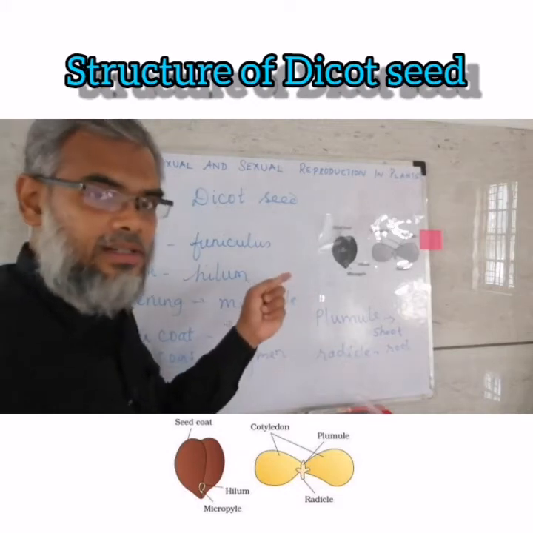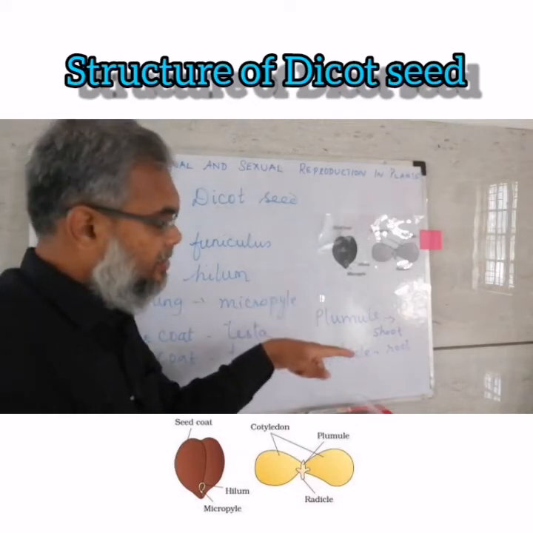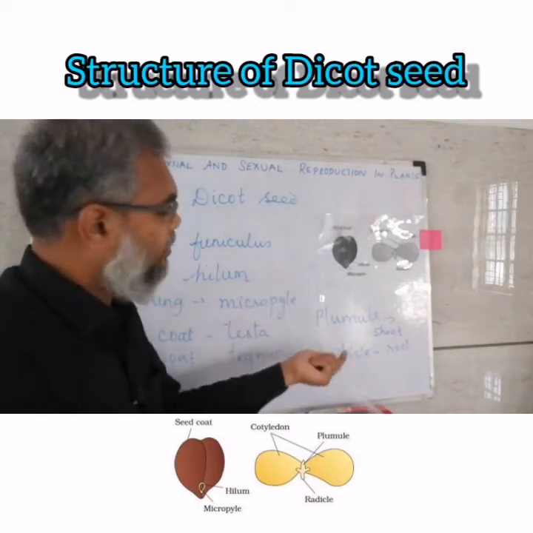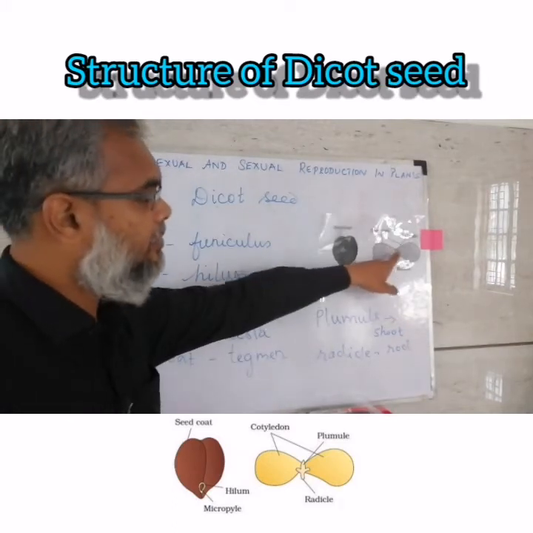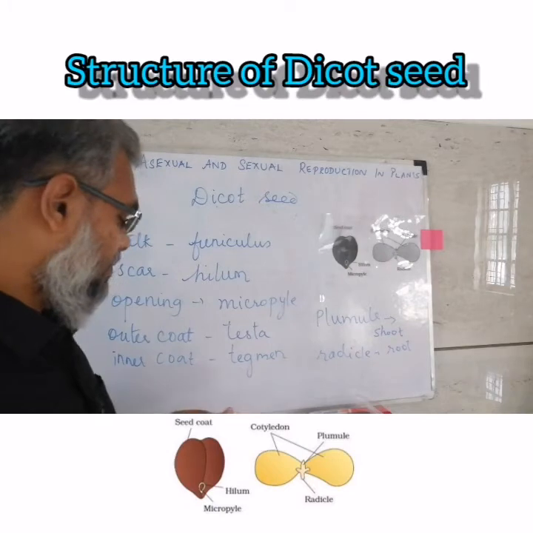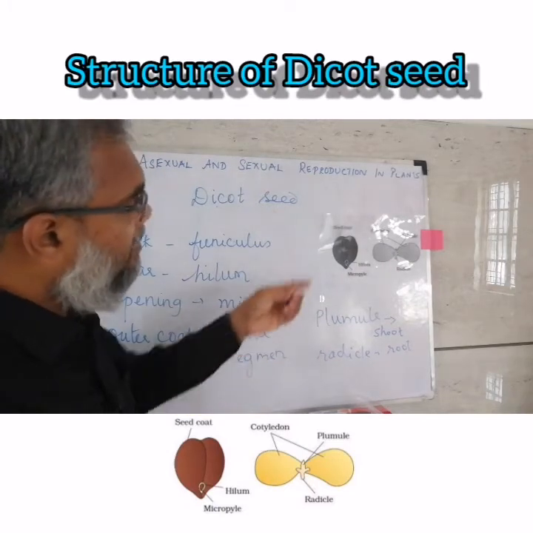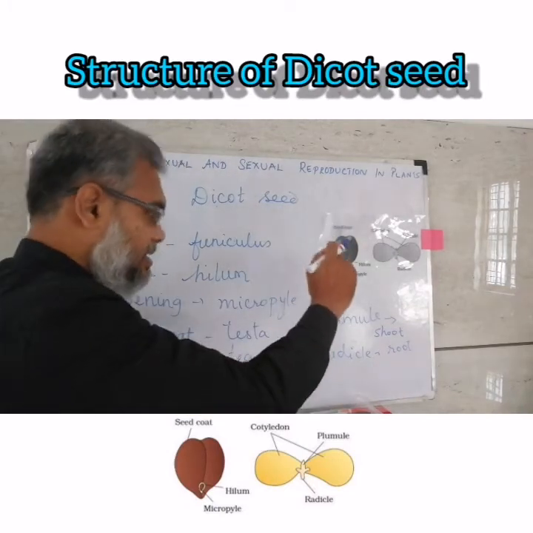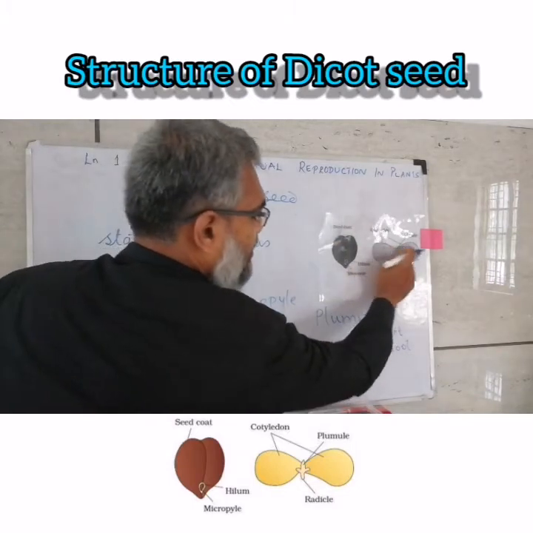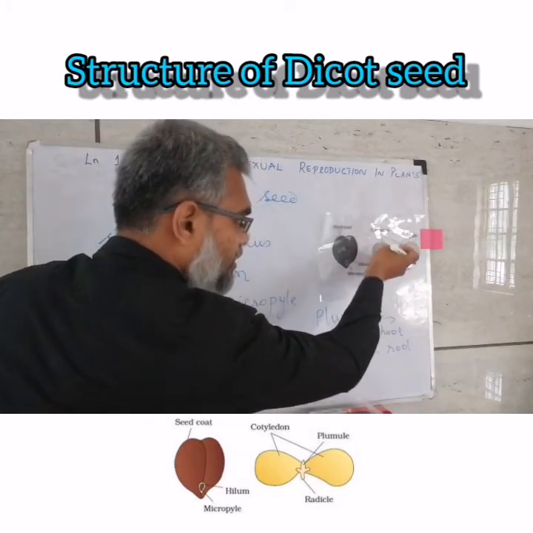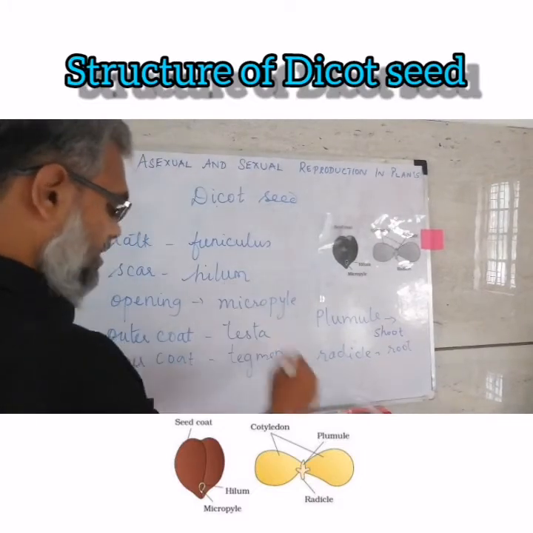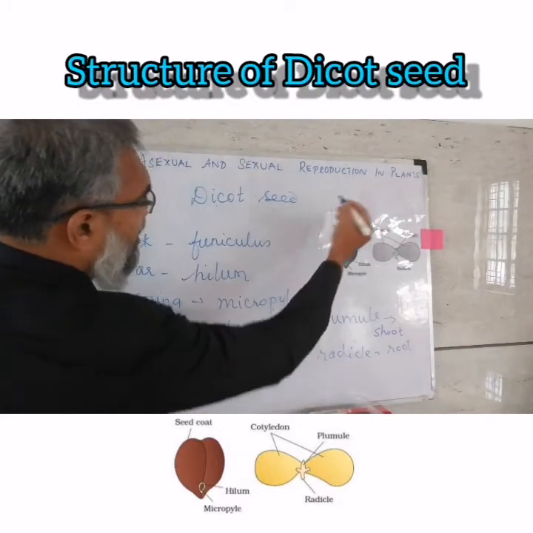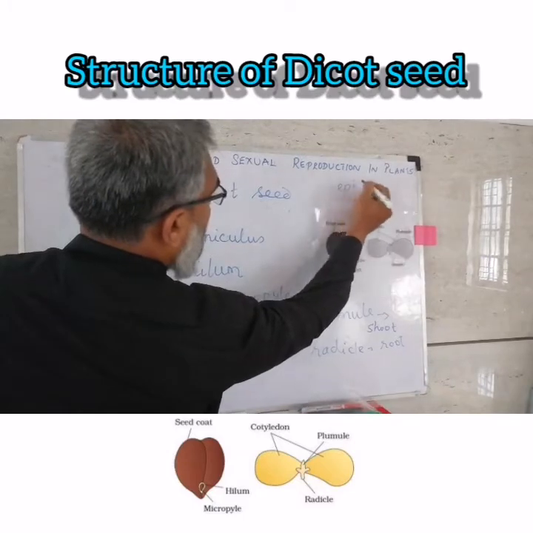So in dicotyledons we have shoot system and root system. The primary portions are plumule and radicle. You have plumule and radicle here. Then you can see this is the level of the cotyledon. The portion above the level of the cotyledon is called epicotyl.